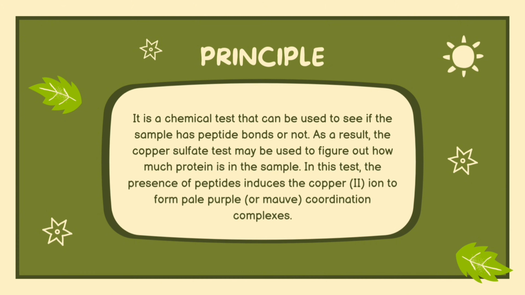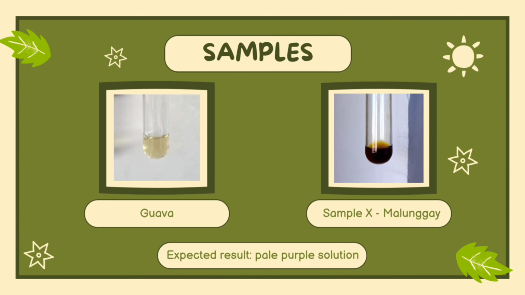Its principle: it is a chemical test that can be used to see if the sample has peptide bonds or not. As a result, the copper sulfate test may be used to figure out how much protein is in the sample. In this test, the presence of peptides induces the copper-2 ion to form a pale purple or mauve coordination complex. The samples are the guava and the sample X, malunggay, with the expected result of a pale purple solution.